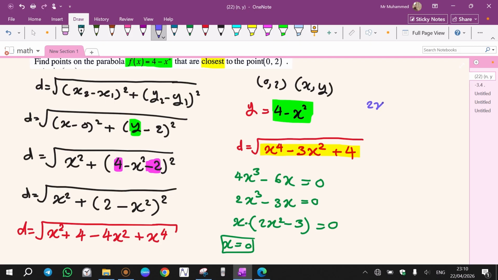2x squared minus 3 equal to 0. Send 3 to the other side. x squared equal to 3 over 2. x equal to square root of 3 over 2, positive and negative. x power 2 always has two solutions. Then one of them is radical 3 over 2, positive, and the other one is negative radical 3 over 2. That's cool. This question is complete. These are minimum.